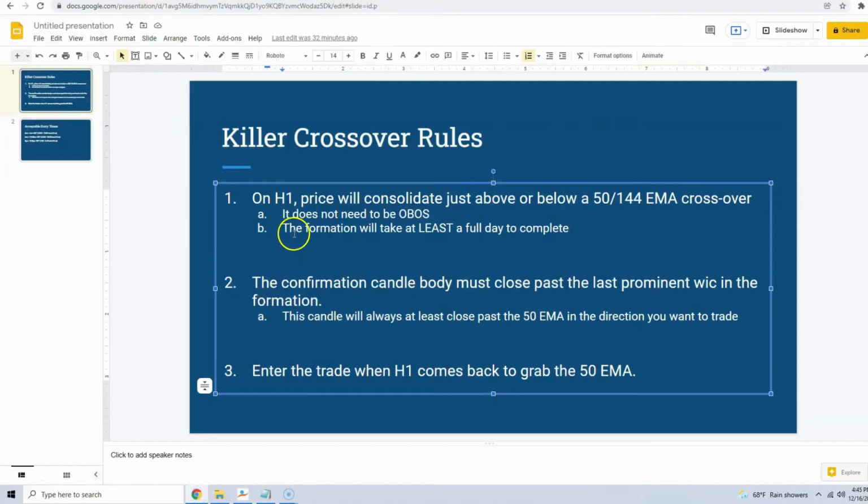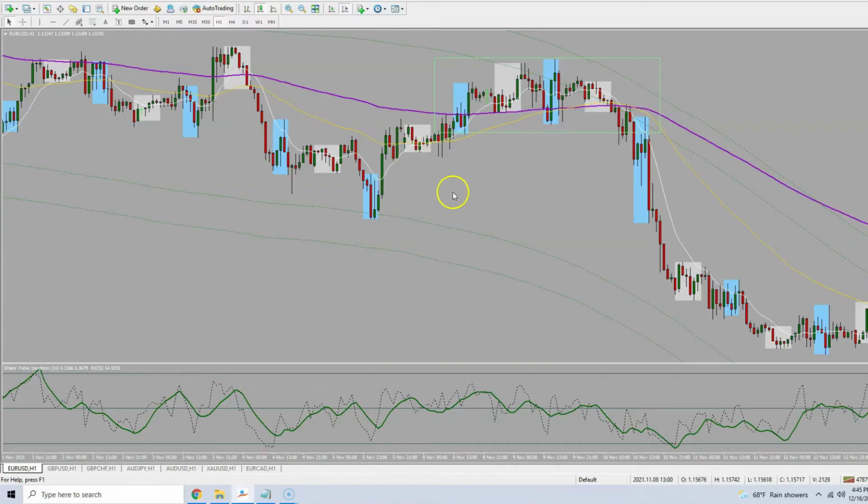And also the formation will take at least a full day to complete. So you'll notice on all the examples, this blue session box is New York session. So it kind of started forming in New York session this day. It's still going the next day in New York session. And we don't even take the entry until London session the day after that. So it's going to take at least a full day for this to form.